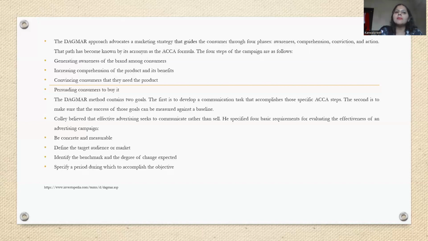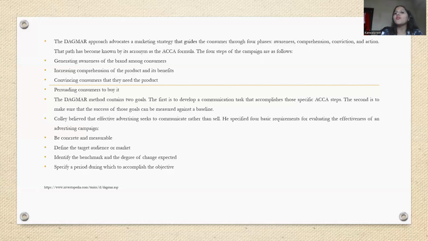Okay, now the DAGMAR method contains 2 goals. The first is to develop a communication task that accomplishes those specific ACCA steps. The second is to make sure that the success of those goals can be measured against a benchmark. So it is like creating a benchmark. Okay, you have set your standards. So this approach is given by whom? Okay, what this approach means.